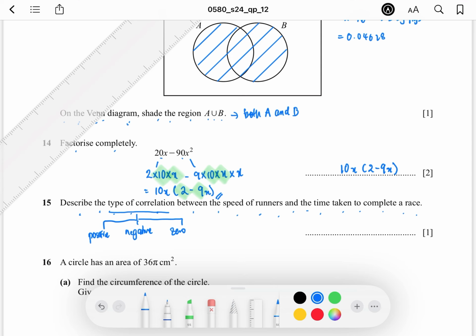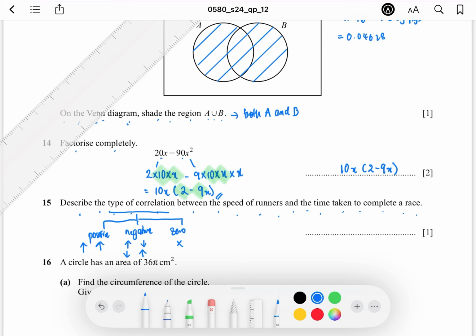Positive correlation means if one quantity increases, the other one increases as well. So that's positive correlation. Negative correlation, one quantity increases, the other one decreases. Or one quantity decreases, the other one increases. This means that they have negative correlation. Zero correlation means the two do not relate to each other.